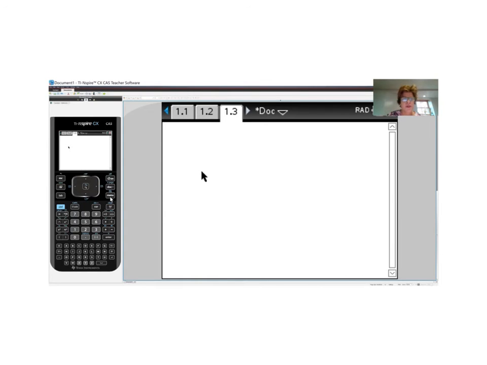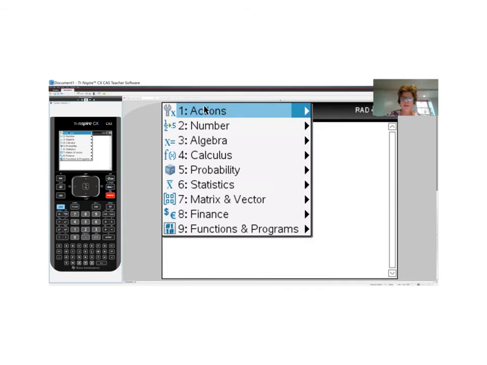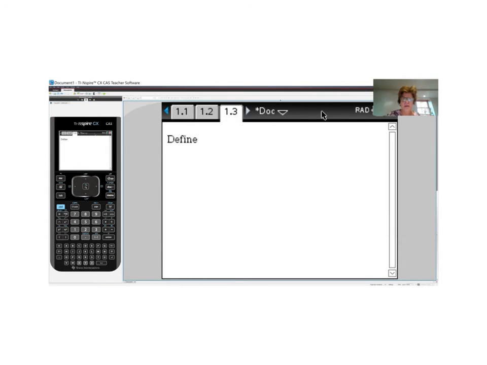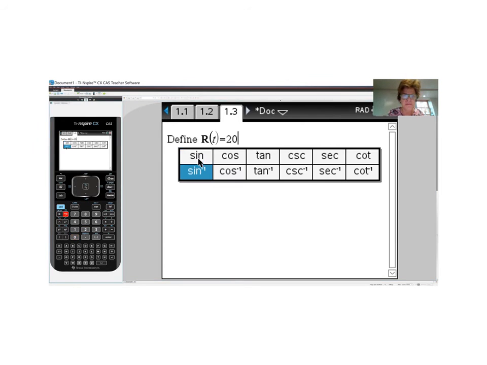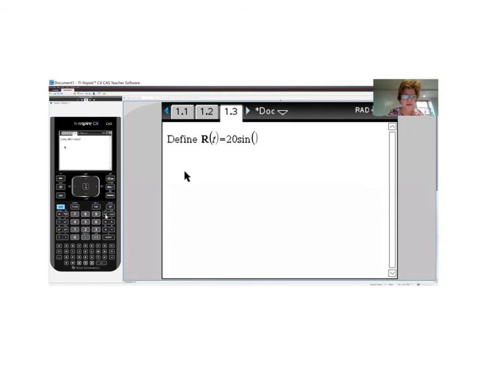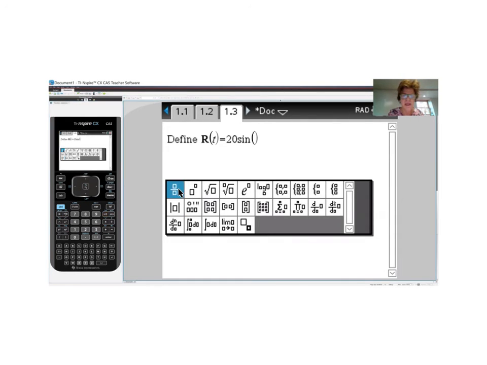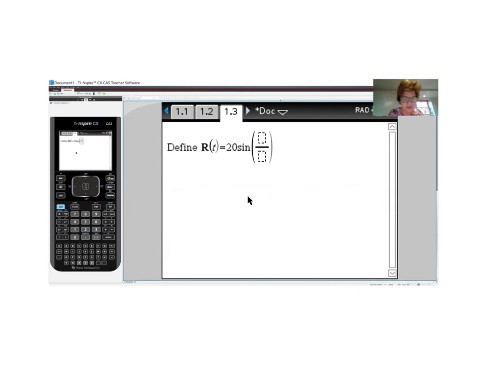So what we will do is we're going to define our function. So go to menu, and we hit actions and define. Okay, so now we're going to define R of t. So capital R of t is equal to 20 sine, so we go to the trig function for sine. And then we had a fraction bar, so we go next to the book and insert that. And it's just t squared divided by 35.